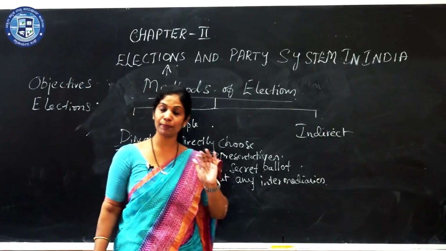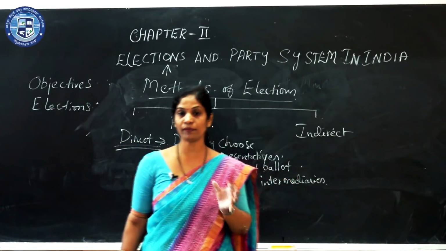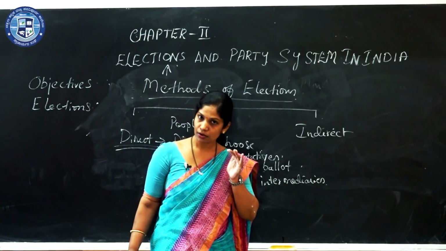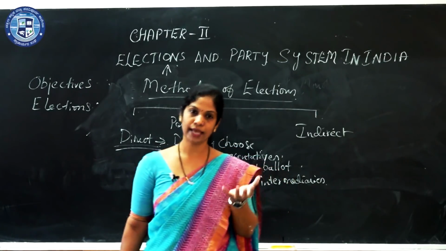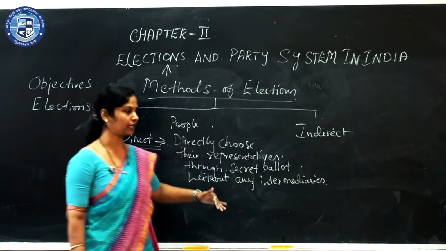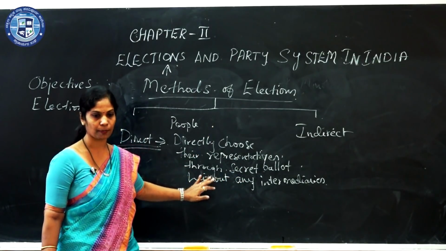So directly people themselves go to the polling booth, they elect whomever they want, whomever they find eligible or able leaders, to them they can directly vote. So this system is known as the direct election.